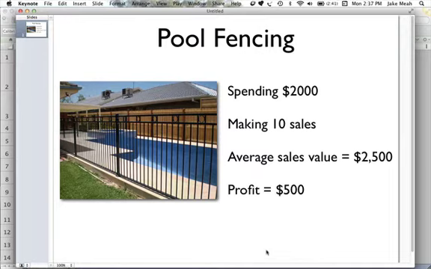Hi, this is Jake, and I'm going to show you a demonstration of how you can significantly increase profits without increasing advertising or without changing anything with your site, in fact.